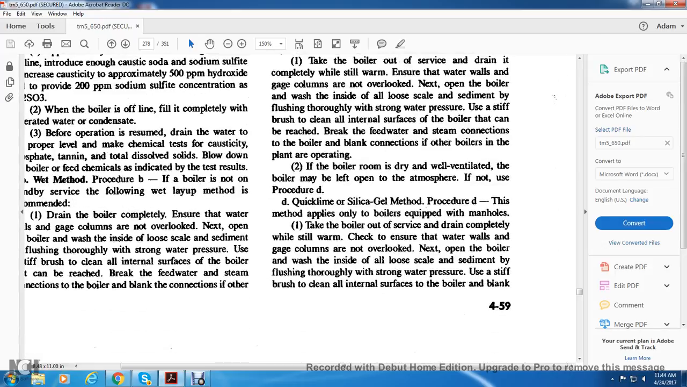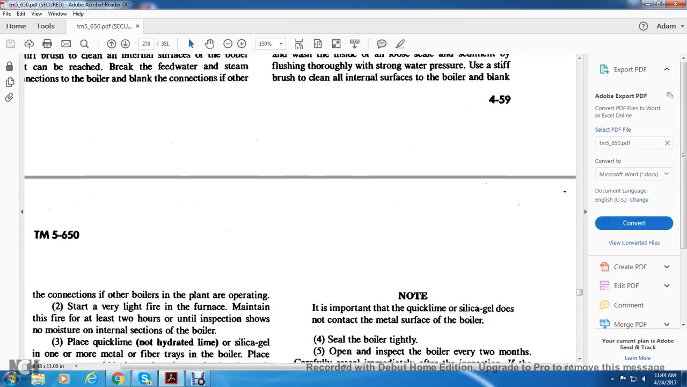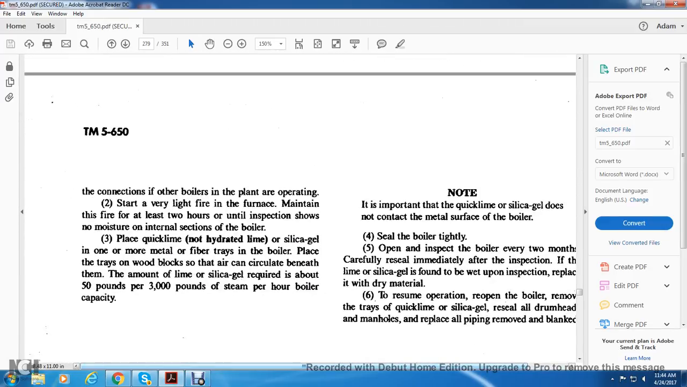Procedure D. Quicklime silica gel method. This method applies to all boilers equipped with manholes. Take the boiler out of service and drain completely with still water, ensuring the water walls and the gauge columns are not overlooked. Next, open the boiler and wash inside with a loose scale and sediment by flushing thoroughly with strong water pressure. Use a stiff brush. Clean the internal surface of the boiler and blank the connection if other boilers in the plant are operating. Start a very light fire in the furnace. Maintain the fire at least 2 hours until inspection shows no moisture in the internal section of the boiler.